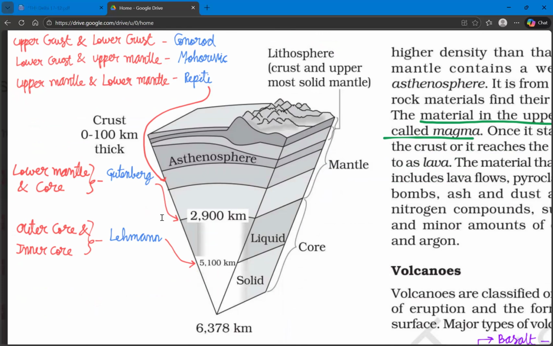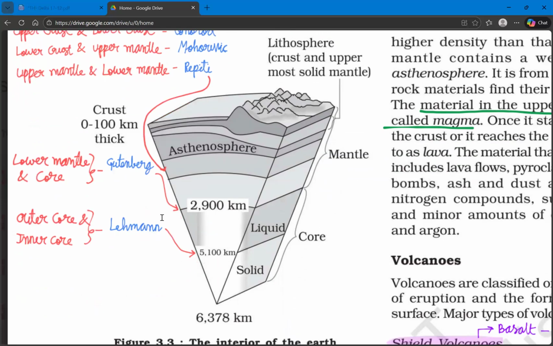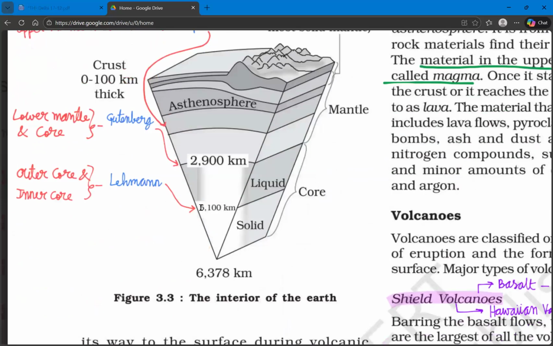So this is basically the basic distinction between mantle and core. So the Gutenberg discontinuity comes between lower mantle and outer core, whereas Lehmann's discontinuity is the last one, which comes between outer core and inner core.